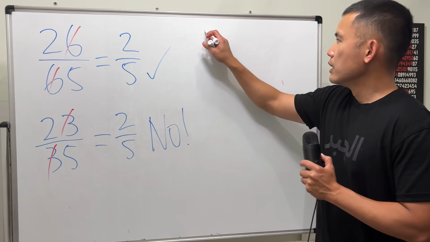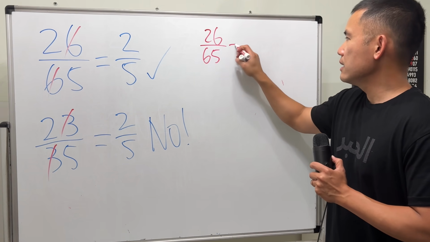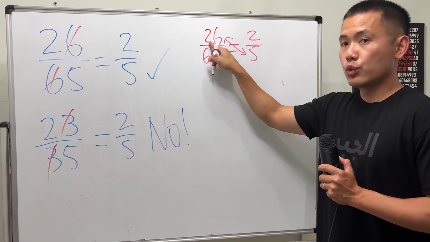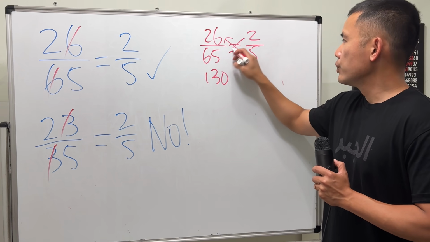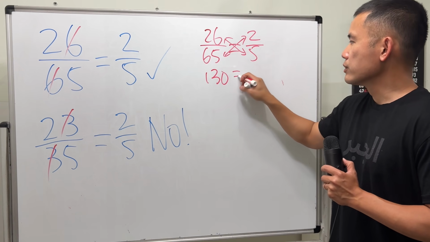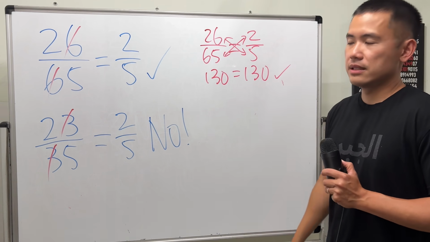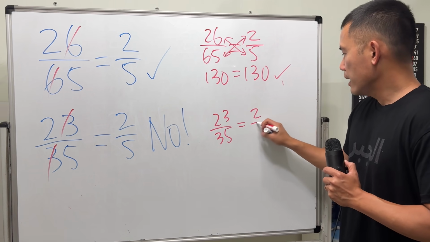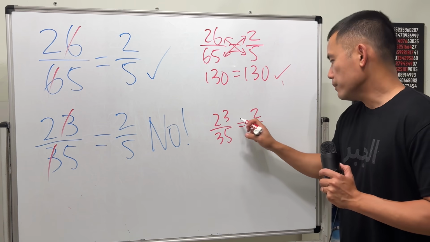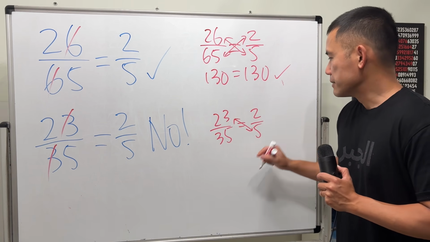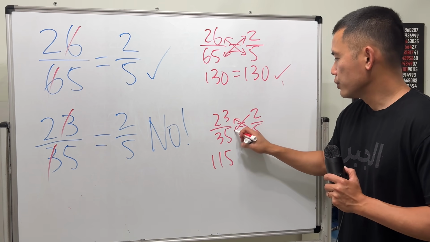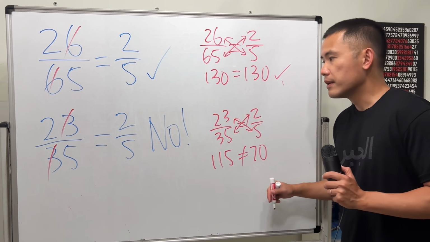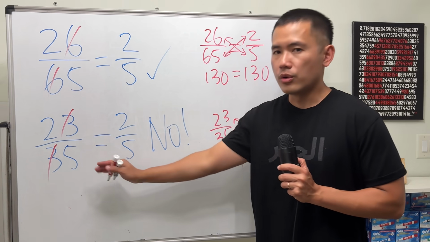Here's how we can do it. 26/65, if that's equal to 2/5, just cross multiply. 5 times 26, that's 130. 2 times 65, that's also 130. So this is indeed correct. But if you look at 23/35, is that equal to 2/5? Well, 23 times 5 is 115. 2 times 35, that's 70. So they are not equal. So that means this is definitely a no-go.